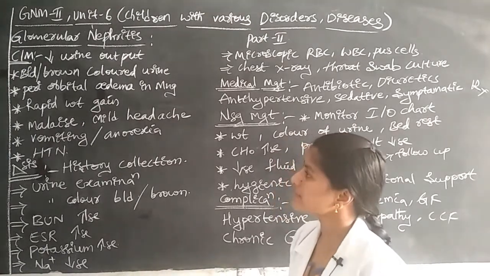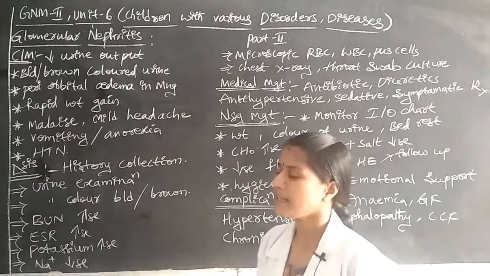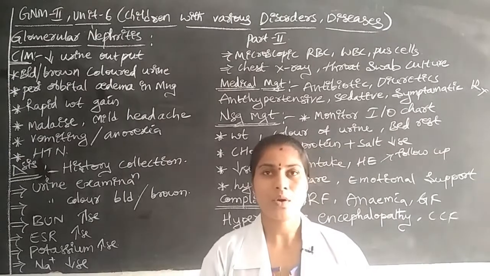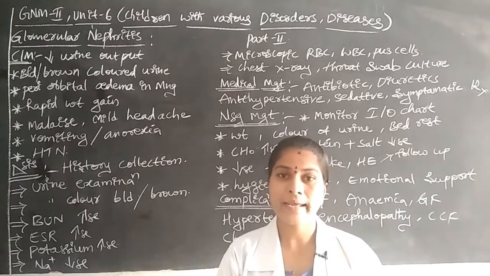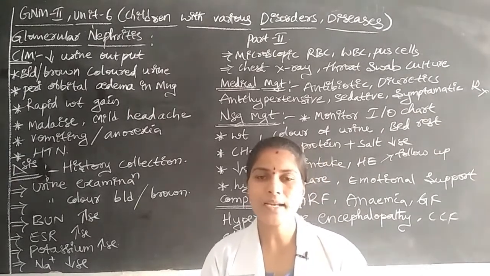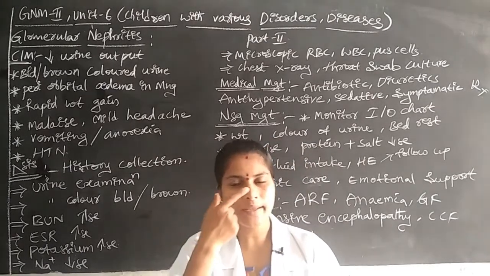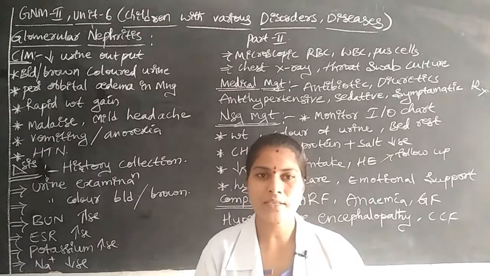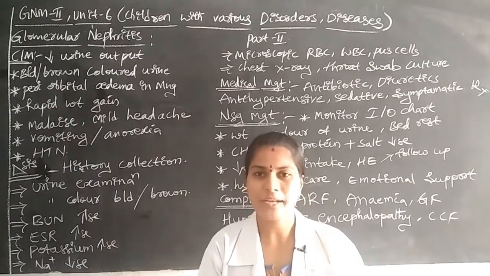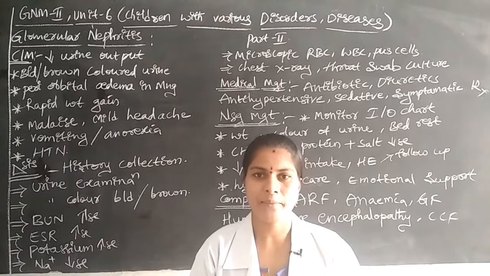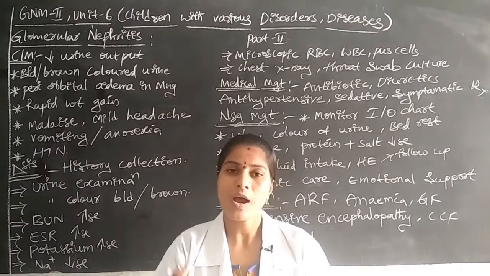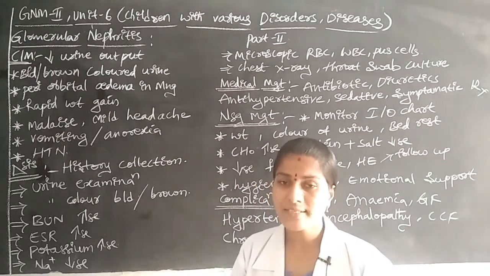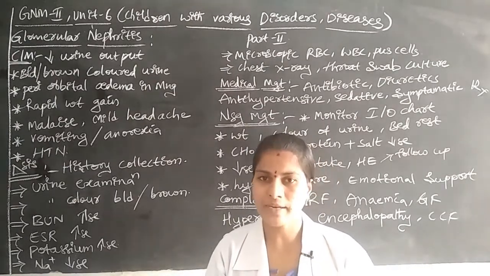Another one is periorbital edema in the morning. When we assess the child, especially in the early morning, there is periorbital edema formation. Around the eyes the child has some fluid accumulation and edema formation. This symptom also identifies a child with the disease condition glomerular nephritis.